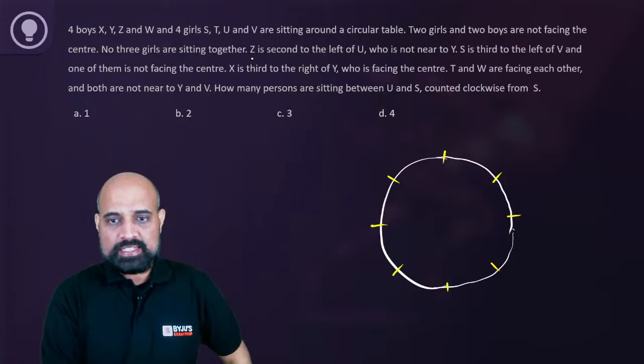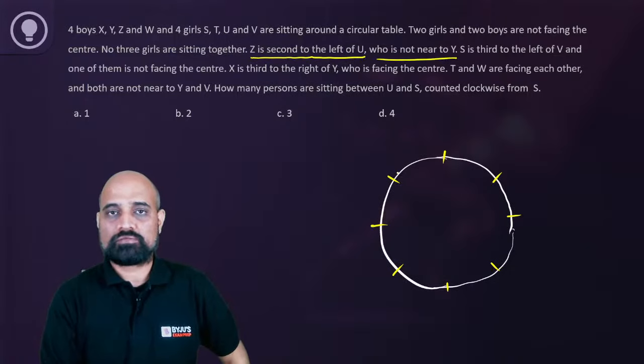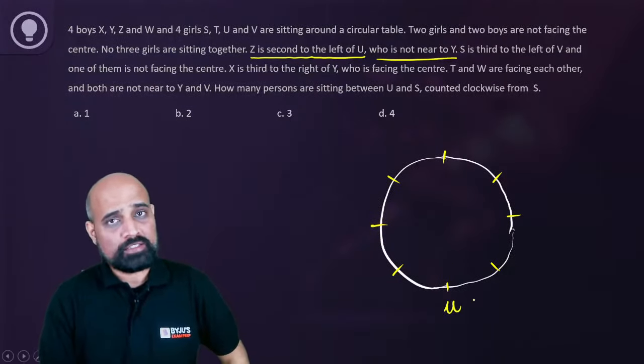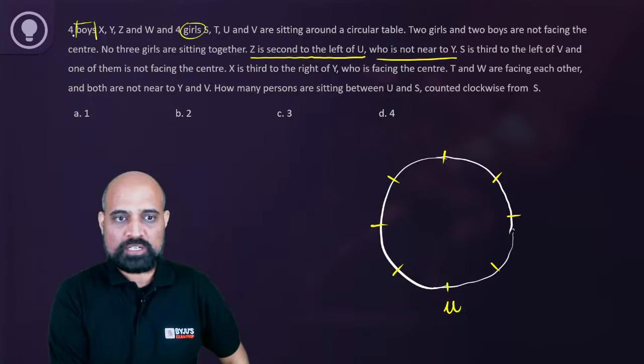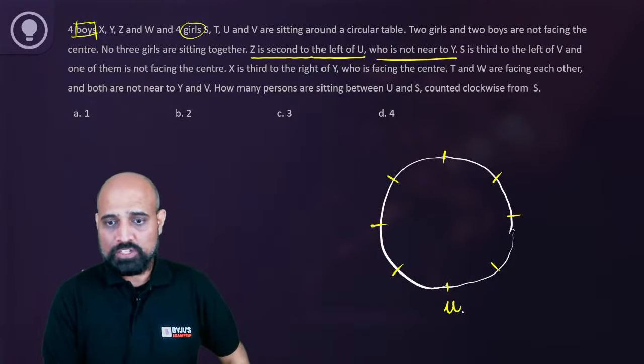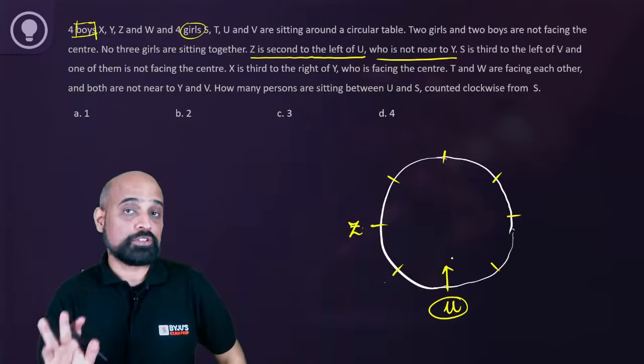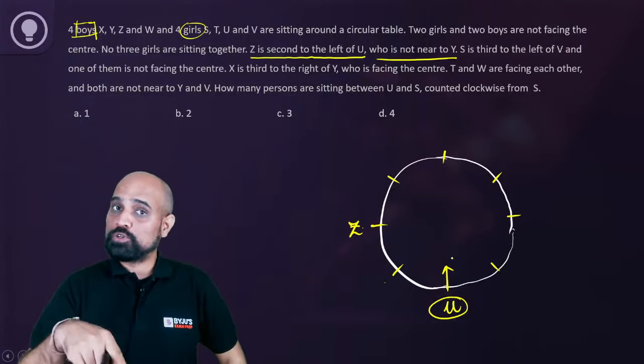Okay. Z is second to the left of U, who is not near to Y. So we can start with Z is second to the left of U. So let's say U is here, right? And for females I'm going to use a circle, and for boys I'm going to use a rectangle. So U is a girl, and Z is second to the left of U, first, second to the left of U. This is my assumption that U is facing inwards. If this doesn't work out, I'll have to go with the second scenario.